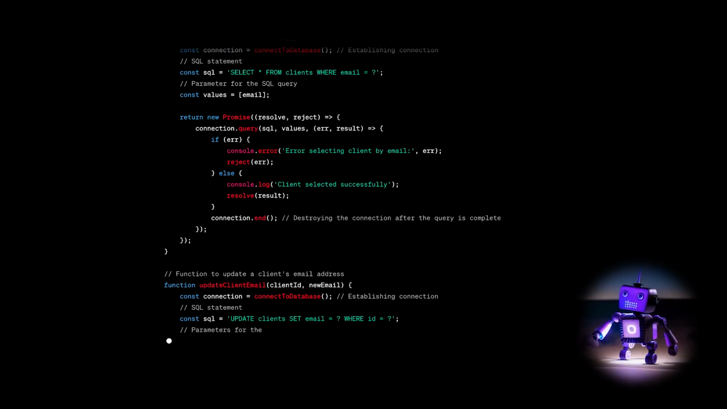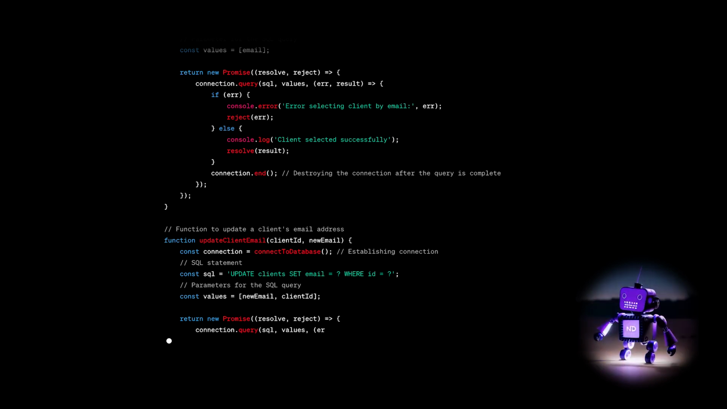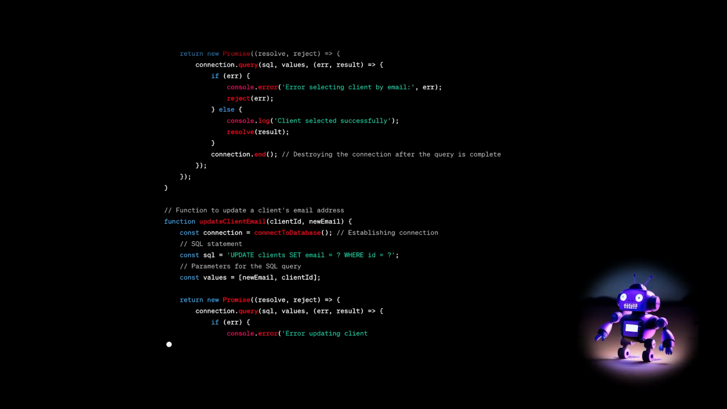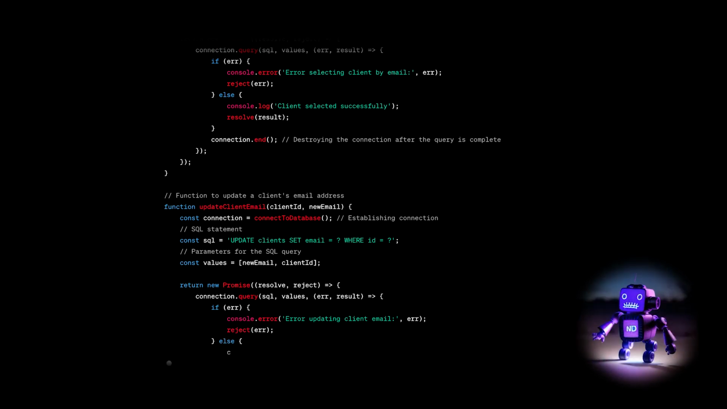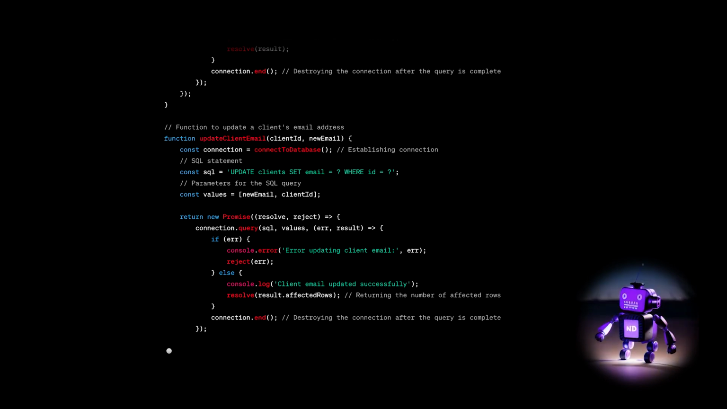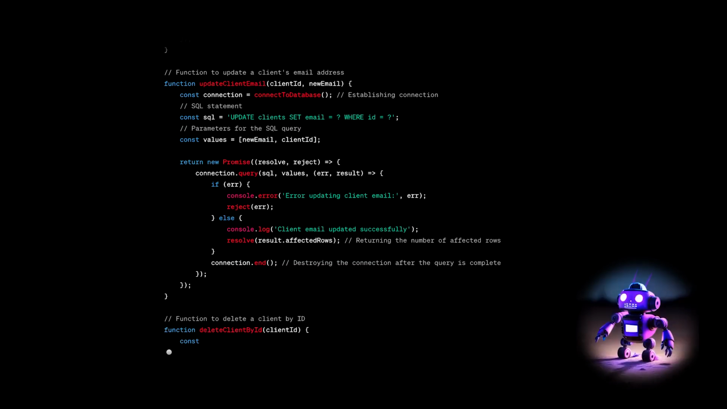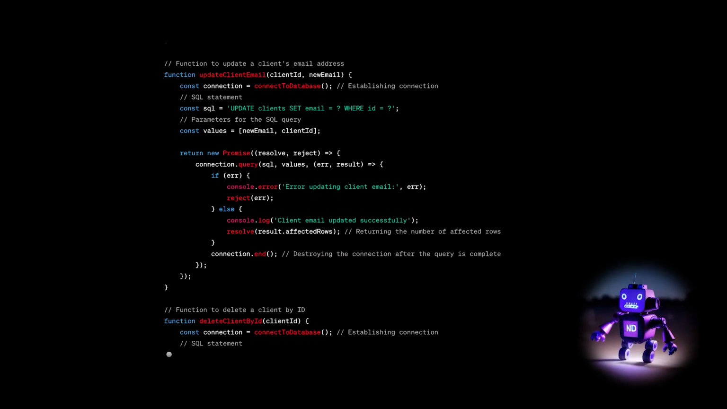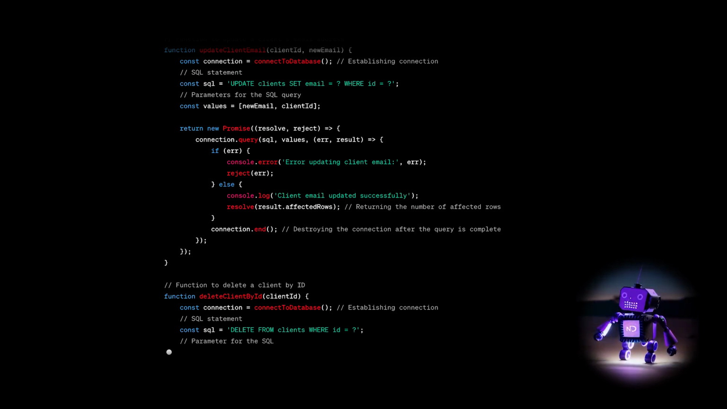Moving forward, we encounter the updateClientEmail function, responsible for updating a client's email address in the database. This function takes 2 parameters: client ID and new email. It constructs an SQL update query to modify the email address of the client with the specified client ID. After executing the query, the function returns the number of affected rows.